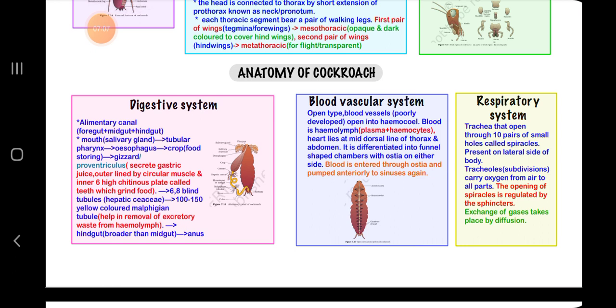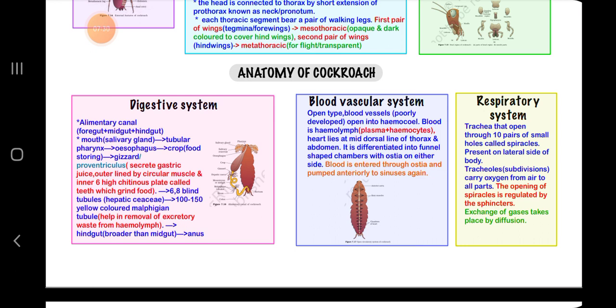Then the blood vascular system: open type, blood vessels open into the hemocoel. Blood is hemolymph. The heart lies at the mid dorsal line of thorax and abdomen. It is differentiated into funnel shaped chambers with ostia on either side. Blood enters through the ostia and is pumped anteriorly into sinuses again.